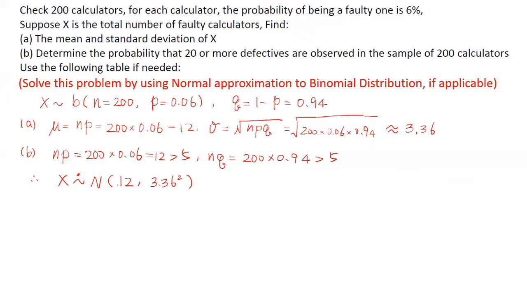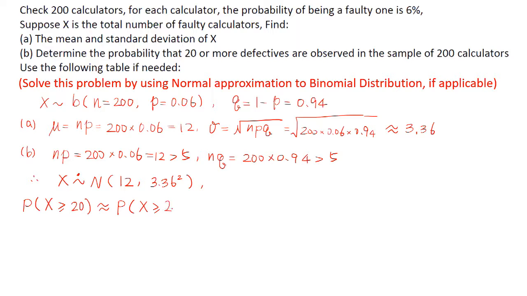X yields to such a normal distribution. And then we want to calculate the probability that X is 20 or more than 20, right? So this probability now becomes, okay, remember if you want to use normal approximation, first of all, you need to do interval correction, right?